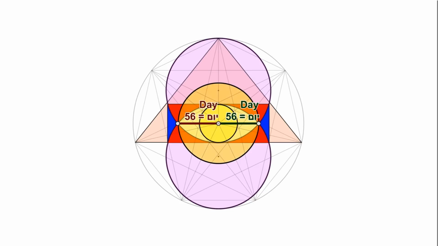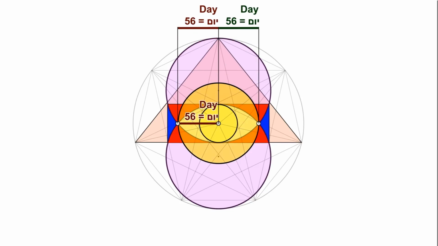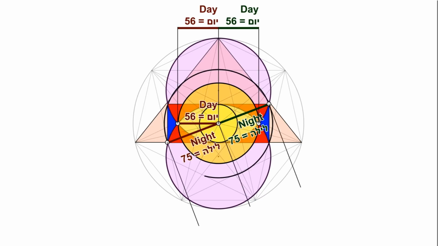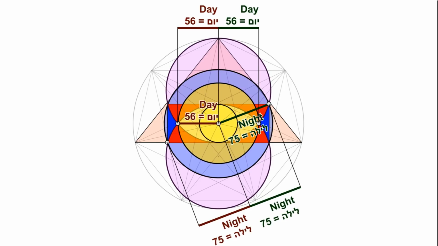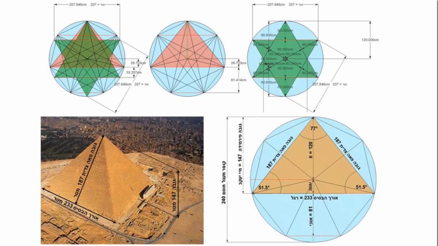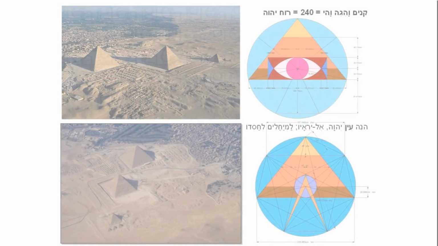Genesis chapter 1. And there became a day, 56, and there became a night, 75. Day 1. In Gematria, 1:13 equals the word love, ahava. Day 56, 1:13, and night 75 are present in the plan of the Spirit of Yehovah and the three pyramids.